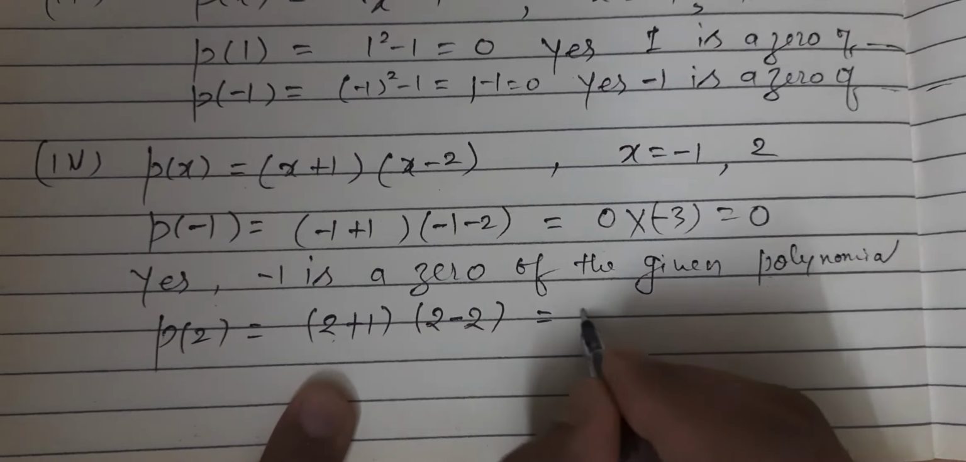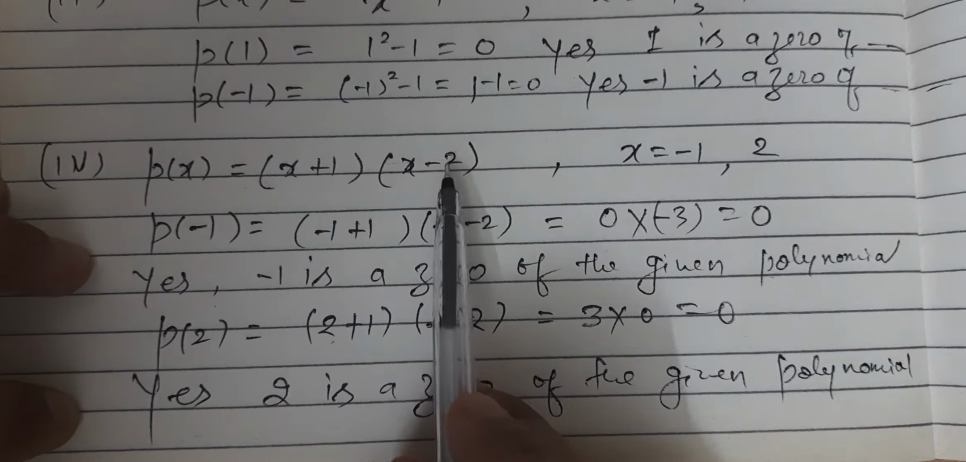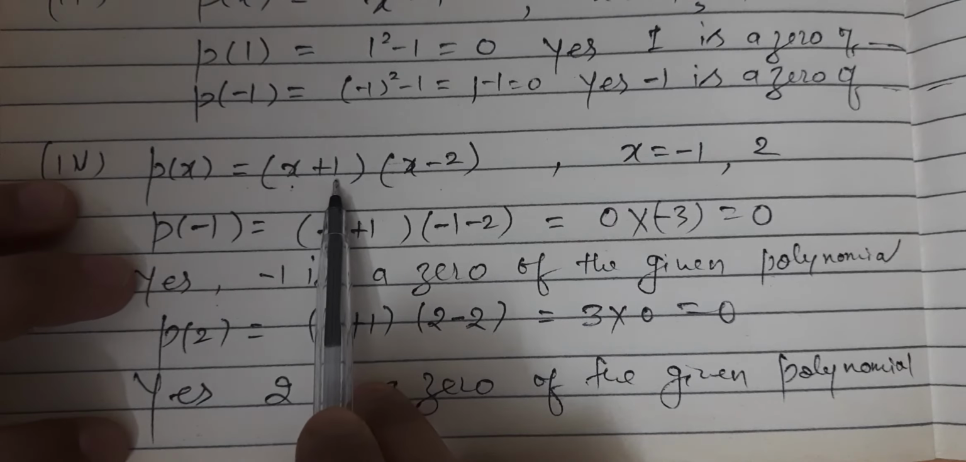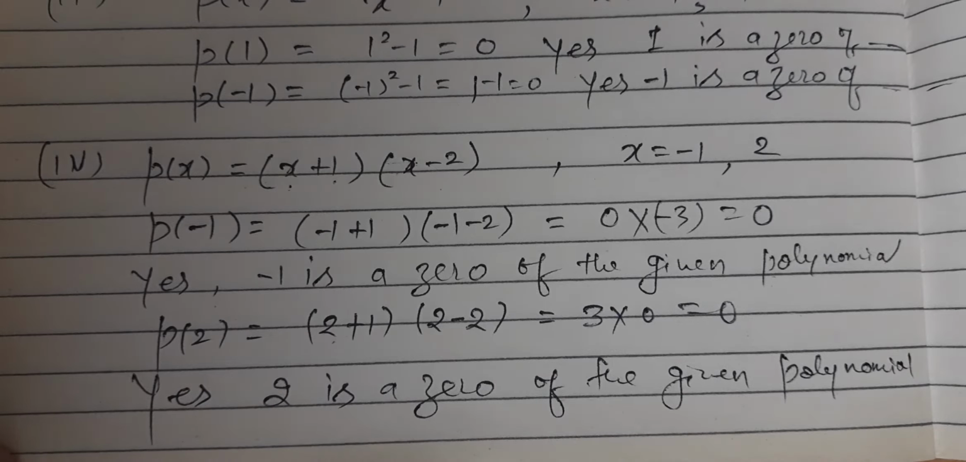Now you must be wondering that there are 2 zeros, but here the power is only 1. No, actually the polynomial is not in the standard form. What you have to do is you just multiply both the brackets. Okay, you will get the degree 2, and the degree is 2, it means 2 zeros.